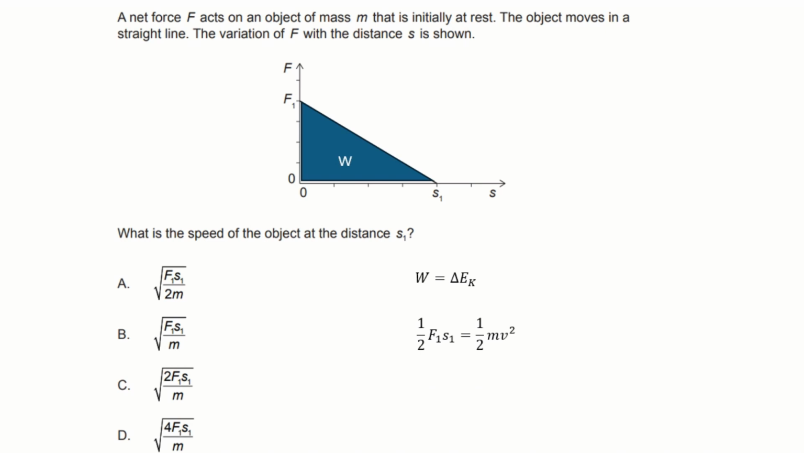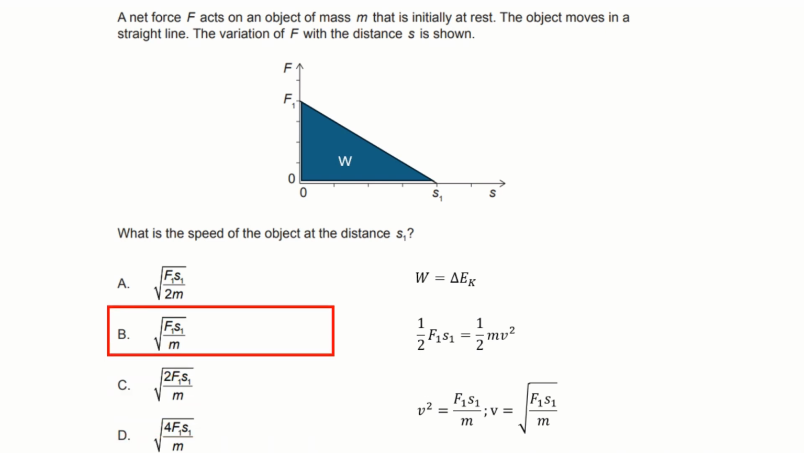That is going to be equal to our half mv squared, which is simply the kinetic energy at the end of the process. We can now answer the question because we've got an expression with F1, S1, and m. We're going to rearrange, and we end up with a speed which is equal to the square root of F1 S1 all divided by m. And if I look there, that is my answer, B.